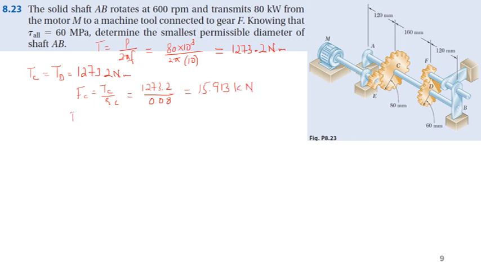And similarly, FD will be equal to TD divided by the radius of gear D. 1273.2 divided by the radius, which is 60 millimeter, 0.06 meter, and this will become 21.221 kilonewton.